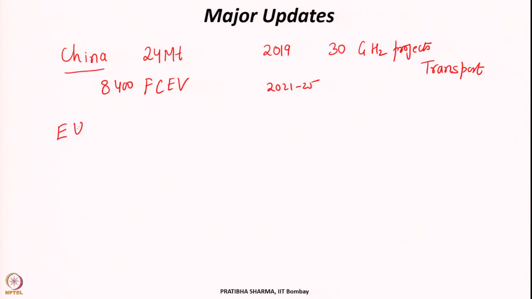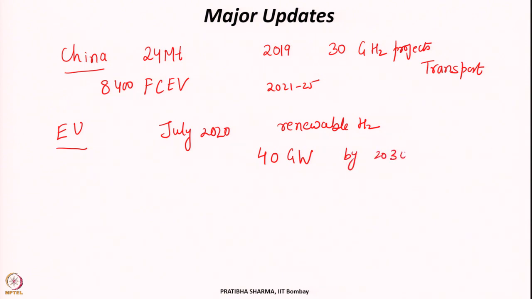European Union came up with their strategy in July 2020, and they have mentioned that hydrogen will be given a key priority and the focus will be on renewable hydrogen. The major target is to install 40 gigawatt of renewable hydrogen electrolyzers by 2030, which is a huge number. And they aspire to become industrial leader in the clean hydrogen. Japan was the first country to come up with the national hydrogen strategy, and that was in 2017.